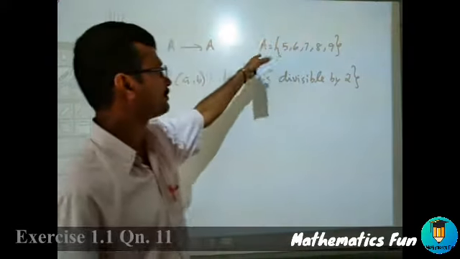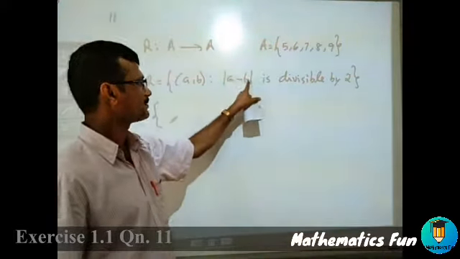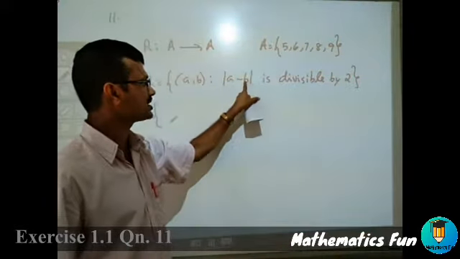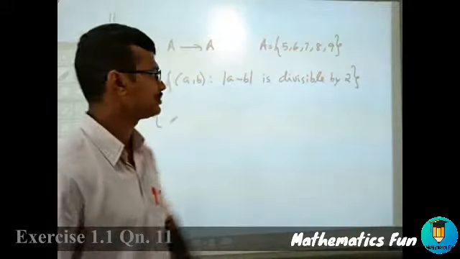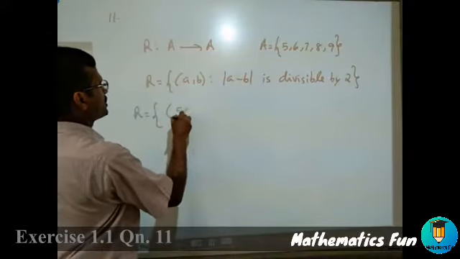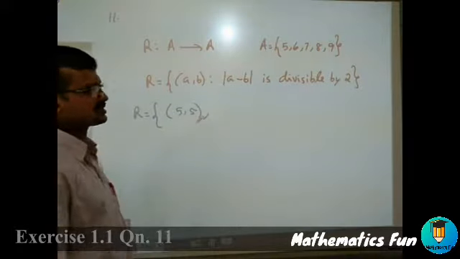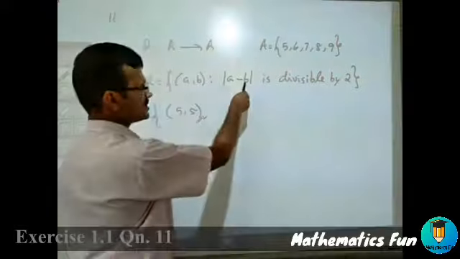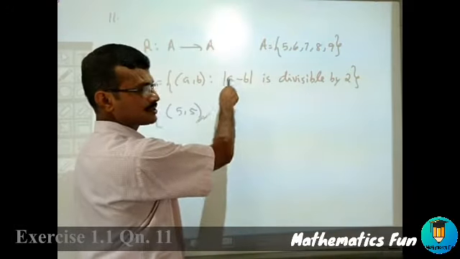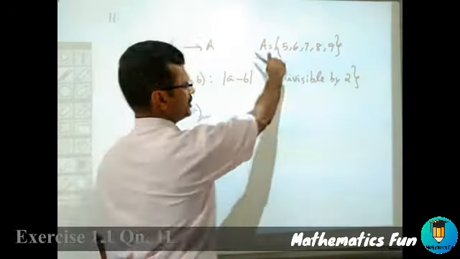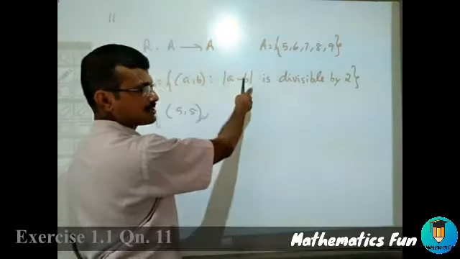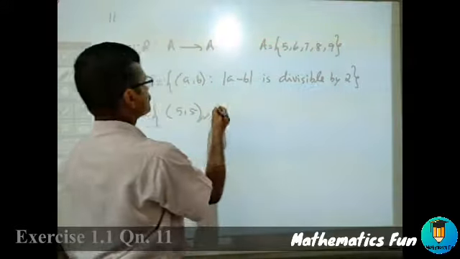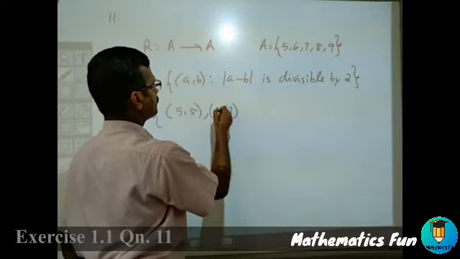So first of all I will start with 5 minus 5. If I put, the first element will be (5, 5). 5 minus 5 is 0, which is divisible by 2. So that is possible. So (5, 5) is the first element. Now with 5 we go for (5, 6): 5 minus 6 is minus 1, modulus is plus 1, not divisible by 2. But (5, 7): 5 minus 7 is minus 2, modulus is plus 2, which is divisible by 2. So the second element is (5, 7).